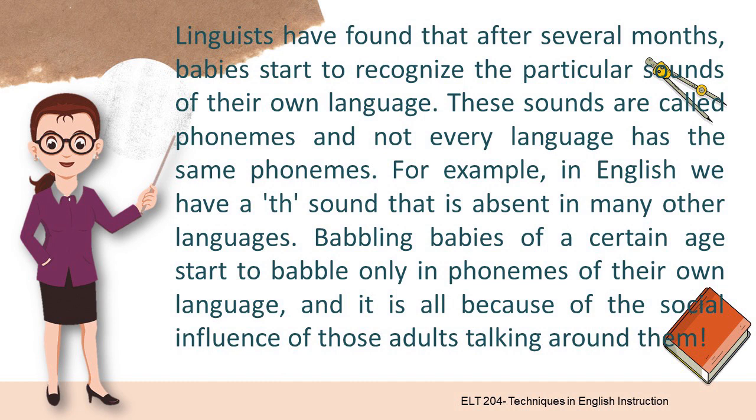So linguists have found out that after several months, babies start to recognize the particular sounds of their own language. These sounds are called phonemes, and not every language has the same phonemes. For example, in English, we have the TH sound that is absent in many other languages. Babbling babies of a certain age start to babble only in phonemes of their own language, and it is all because of the social influence of those adults talking around them.